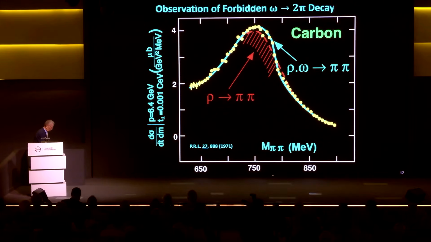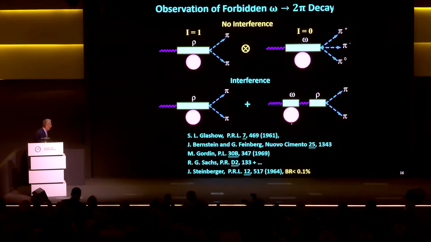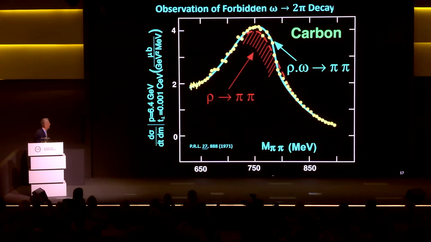And at that time it was a very important subject. Does omega go to 2 pi? And there were papers by Nobel Prize winner Glashow and by Jack Steinberger. Nobody ever found this. And we managed to observe the forbidden omega to 2 pi decay. By measuring the pi plus, pi minus, if it's only rho alone, it will be the red color, and the rho-omega interference will be the yellow data, which agree with the model.